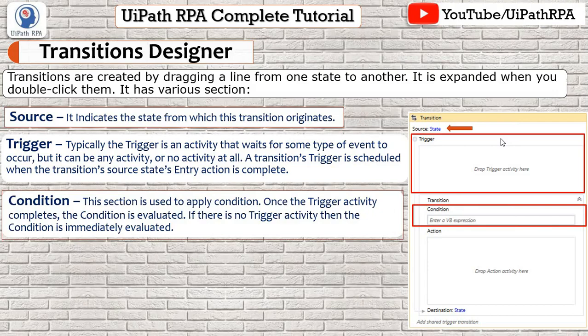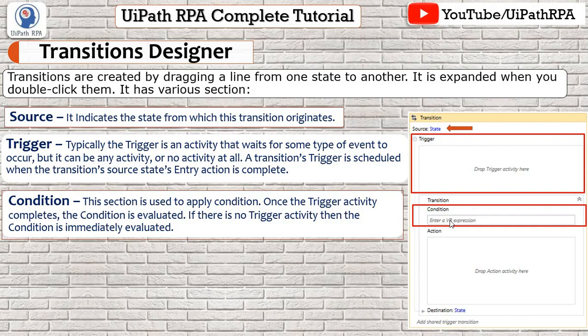Condition: this section is used to apply the condition. As I already told you, a transition is used to apply the condition. Once the trigger activity completes, so whenever this trigger part is executed, after that the condition will be executed. So once the trigger activity completes, the condition is evaluated.